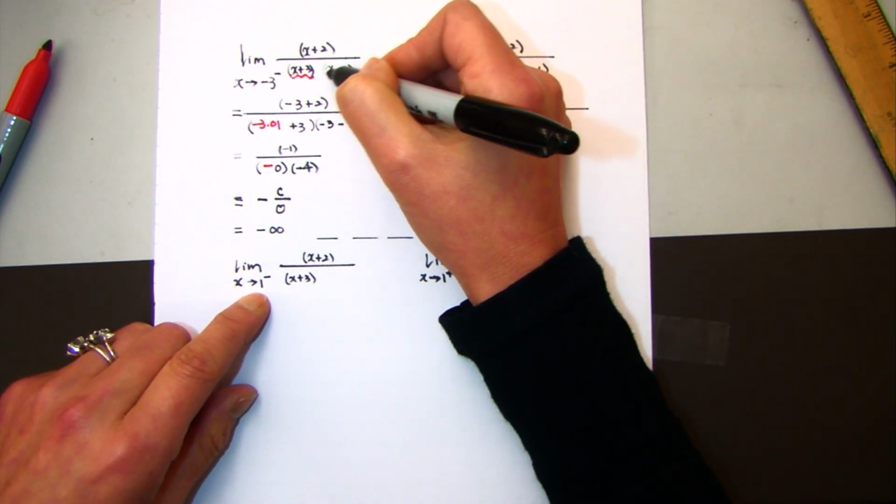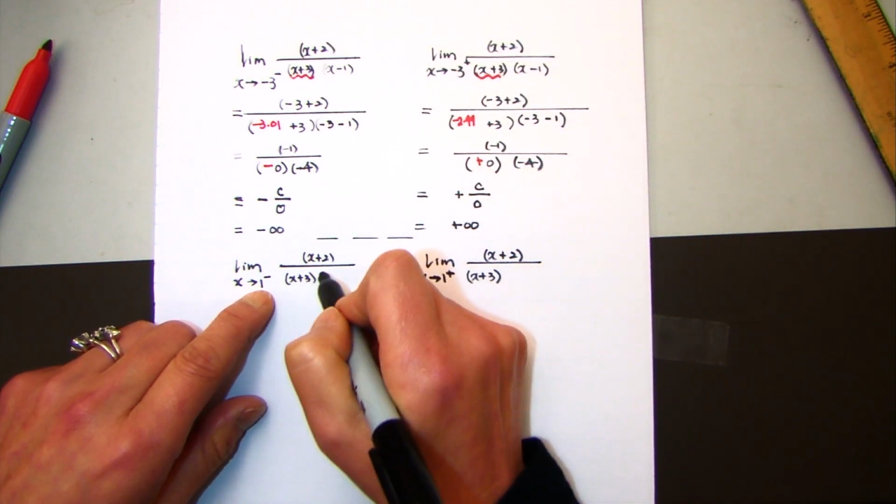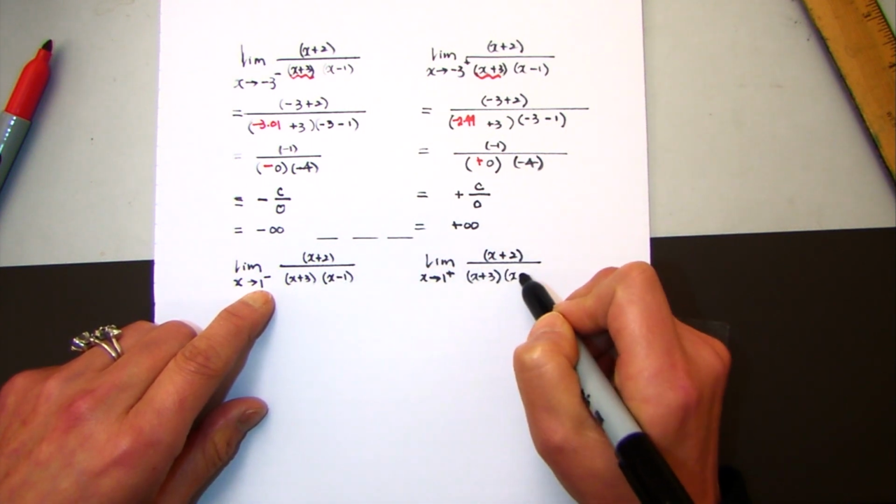Last parentheses. X minus 1. Did my 1 come from it? Oh, yes. So be super duper careful with it. Let me highlight it after I put it down.